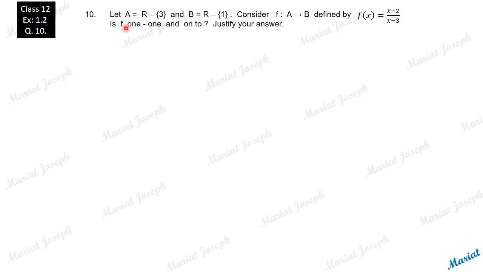Let A be the set of real numbers minus the set {3} and set B be the set of real numbers minus the set {1}. Consider a function f from set A to set B defined as f of x is equal to (x minus 2) upon (x minus 3). Is this function a one-one function? Is it an onto function? Justify your answer.